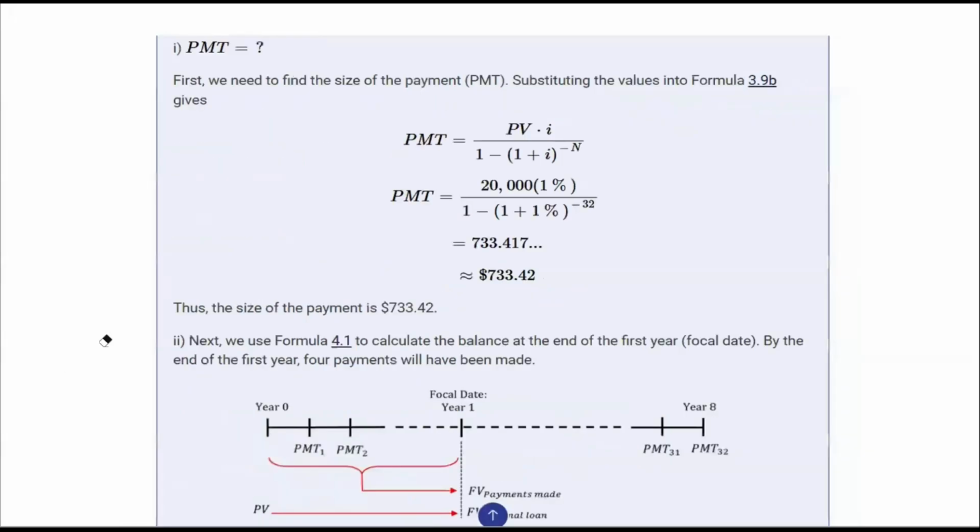So do the calculation. You put all the numbers in, and you end up paying $733.42. That's a payment. But remember, you have to break this up now, right? You have to break this up in terms of interest and what you pay towards the balance. So we're going to work on that. So keep this small figure in mind, $733.42.